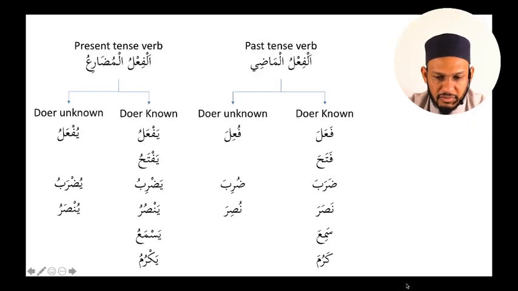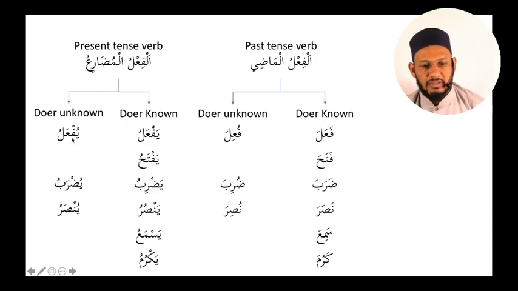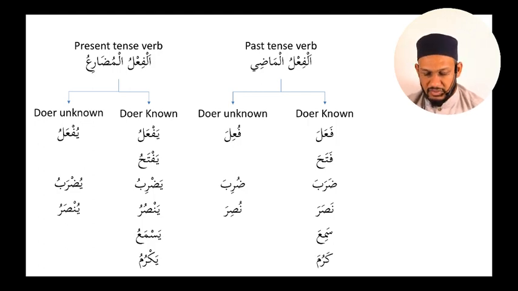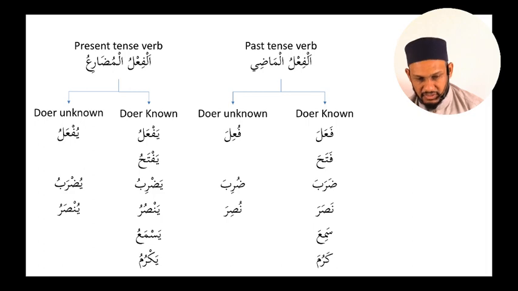Okay, so for homework, I'd like you to write out these 3 scales here: yuf'alu, yudrabu, and yunsaru. Write them out with translation and memorize them, inshallah. That's all your homework for a start, nothing else. So to end this, I'll record it with you. We're going to say each scale once, and we will send it to you, inshallah.